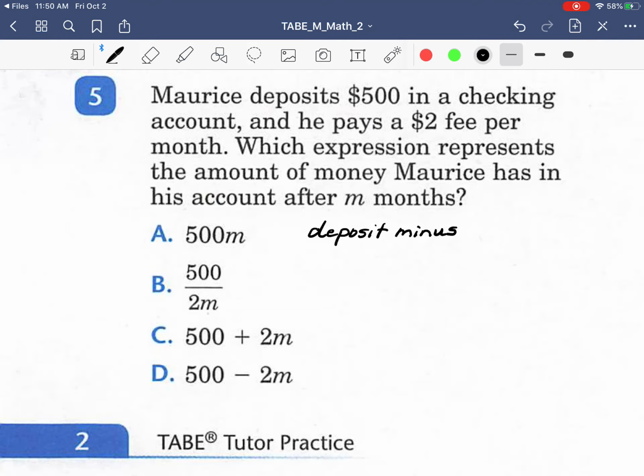But let's finish it. It's $2 per month. So his deposit is $500 minus the $2 per month, that's 2M. So I am looking for D. You start with the deposit and then you take away from that $500.